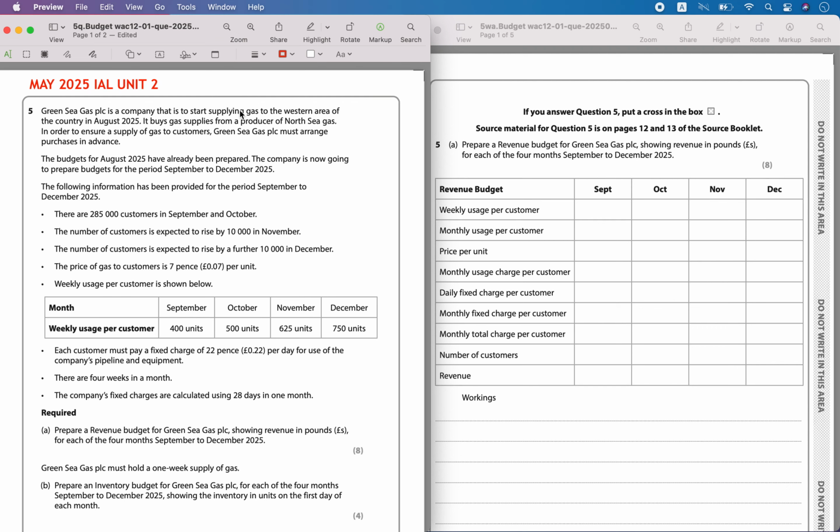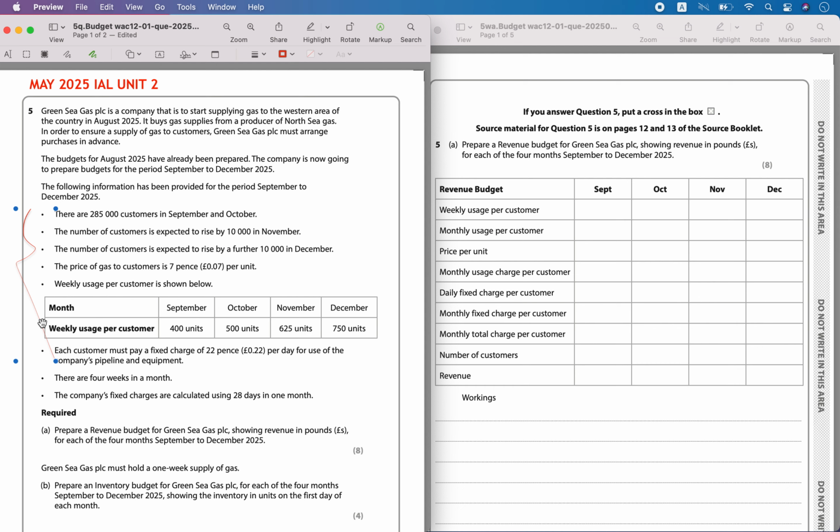Hello, today we are solving May 2025 IAL Unit 2. Green Sea Gas PLC is a company that is to start supplying gas to the western area of the country in August 2025. It buys gas supplies from a producer of North Sea gas. The budgets for August 2025 have already been prepared. The company is now going to prepare budgets for September to December 2025. The following information is given.